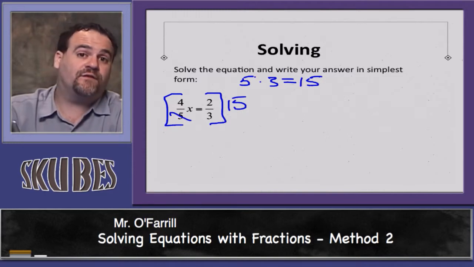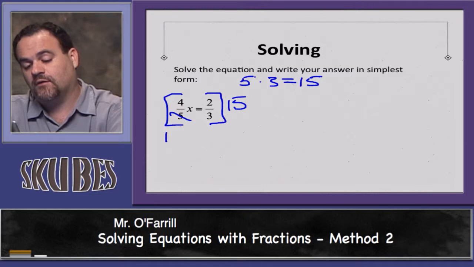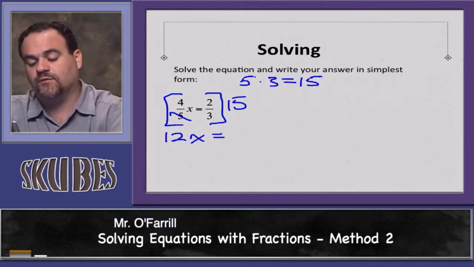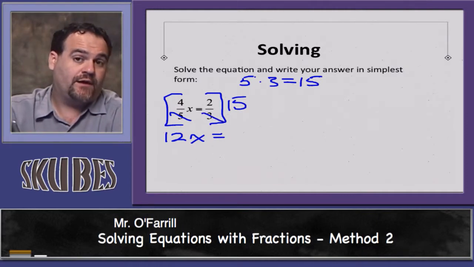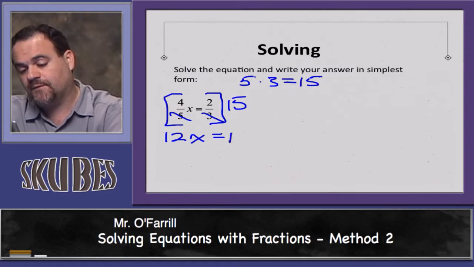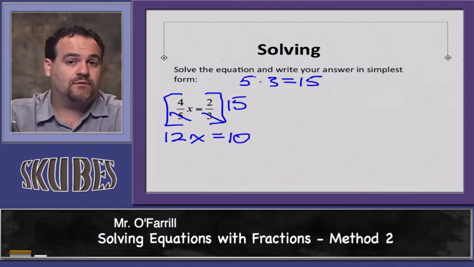5 goes into 15 3 times. 3 times 4 is 12. X equals, and 3 goes into 15 5 times. And 5 times 2 is 10. We have 12x equals 10.